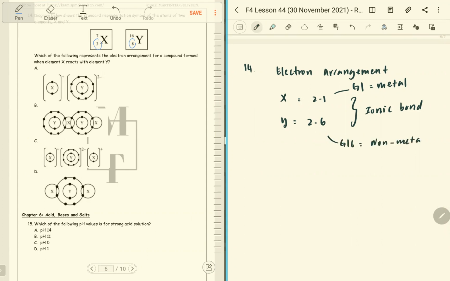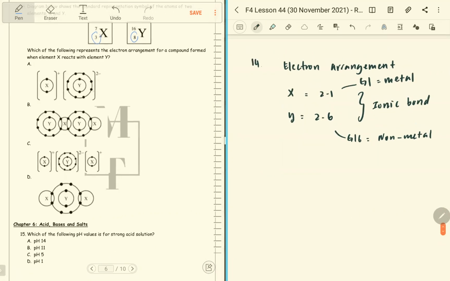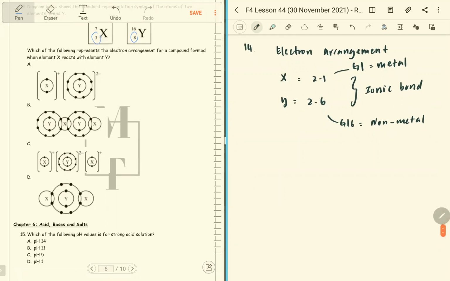So metal plus non-metal, you get an ionic bond or ionic compound. When you see this one, first of all, we can just do the shortcut and look straight at the answers. If you don't see the setup for an ionic bond, you can take it away straight away. For an ionic compound, you definitely see brackets with something in the bracket and then the positive and negative at the top. So this one I can remove, and this one I can remove. So the answer is either A or C only.